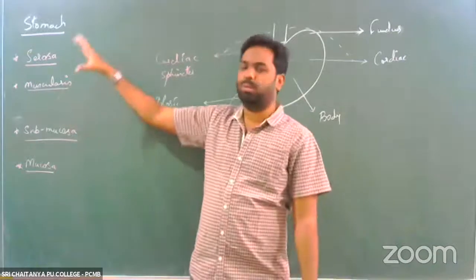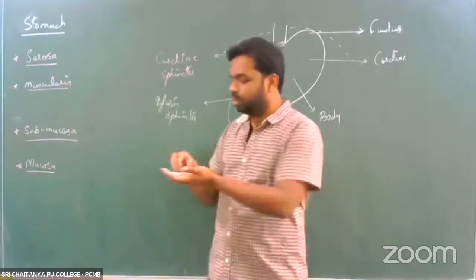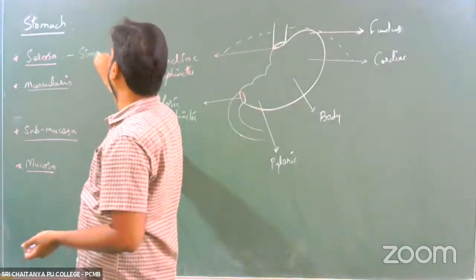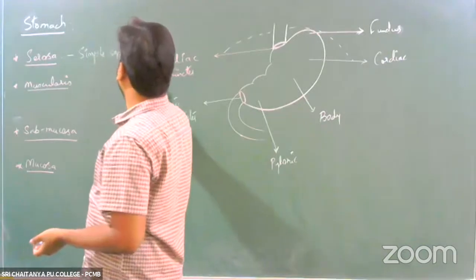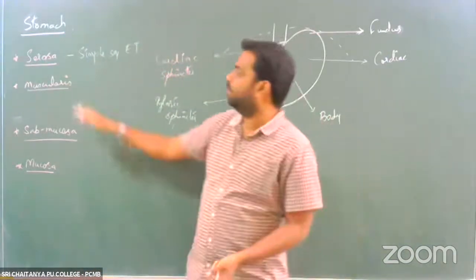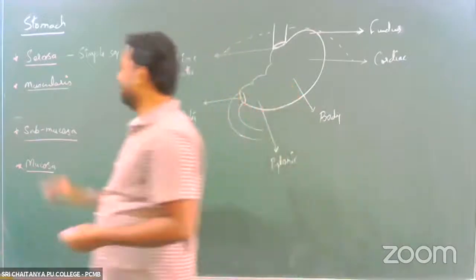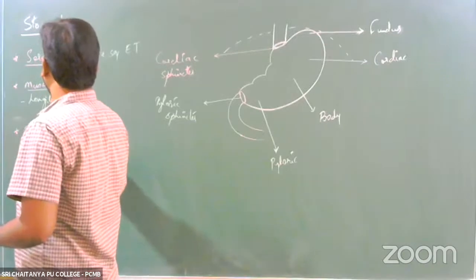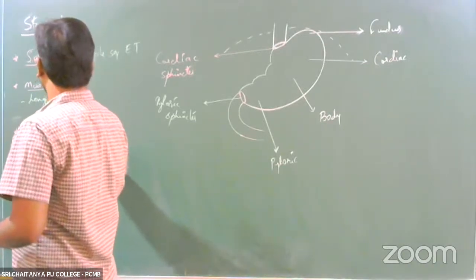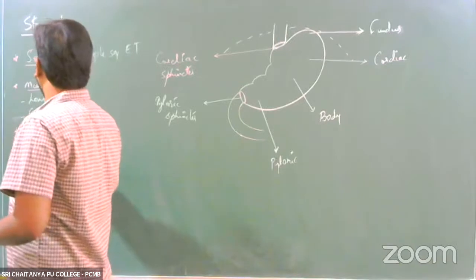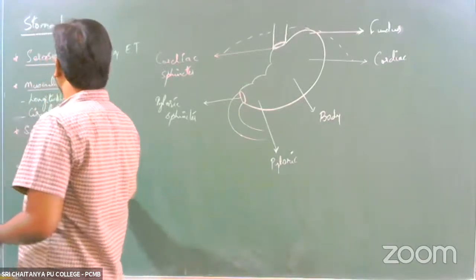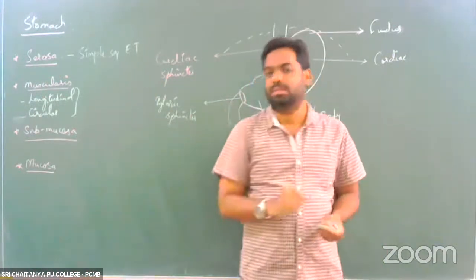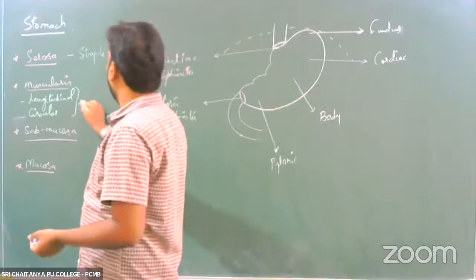Now we are very much familiar with what each of these is made up of. Serosa, we know, is composed of simple squamous epithelial tissue, which we took up in the previous session. Second one, muscularis. We know there are two muscles present in the muscularis region: the outer longitudinal muscle and the inner circular muscle. But one characteristic feature of the muscularis region of the stomach, as we have already seen before, is that there is one additional muscle present, which is called the oblique muscle.